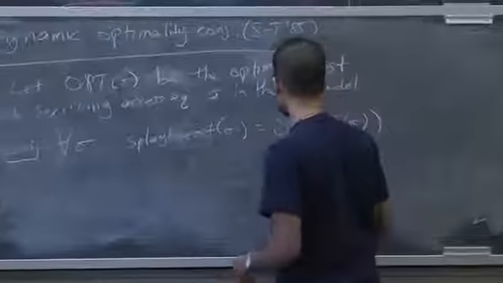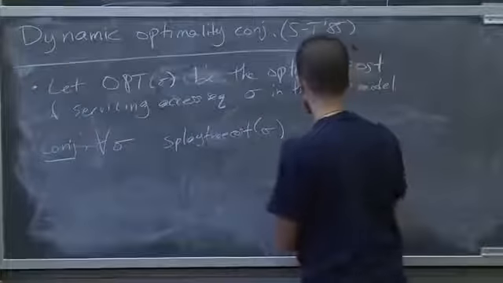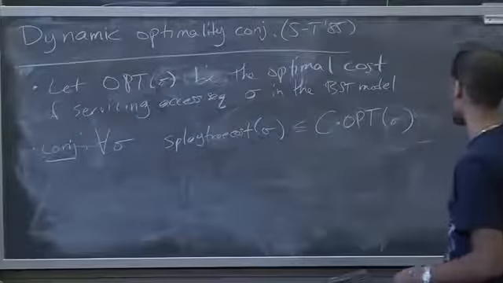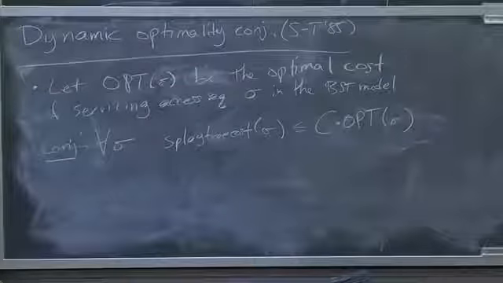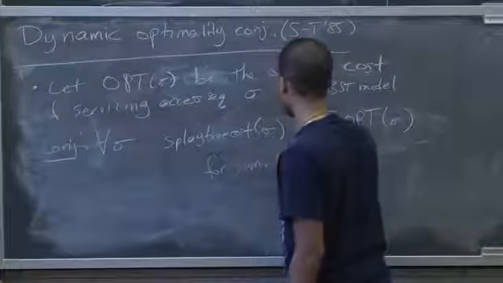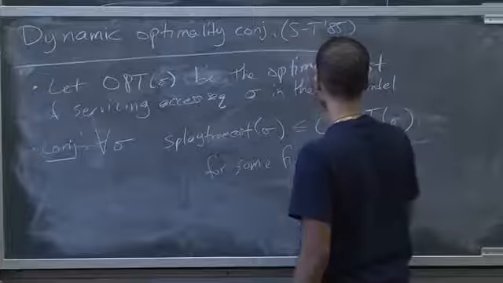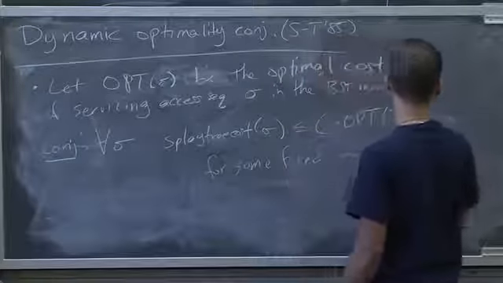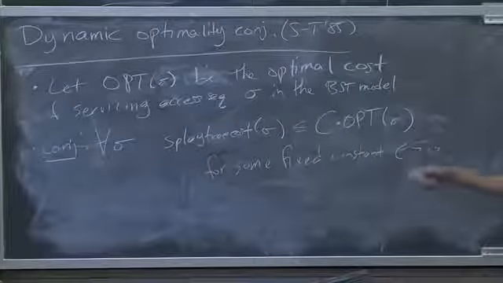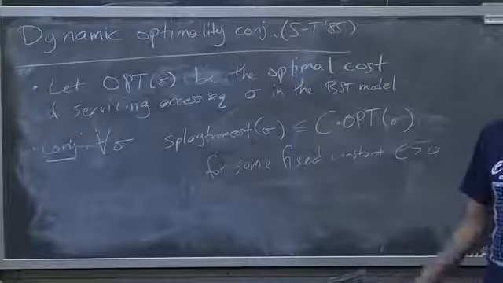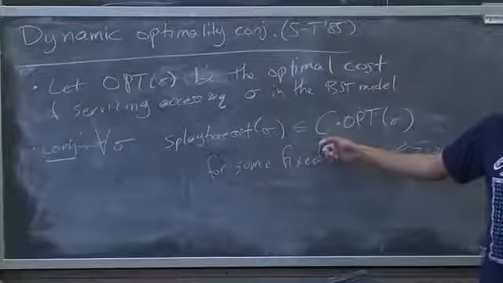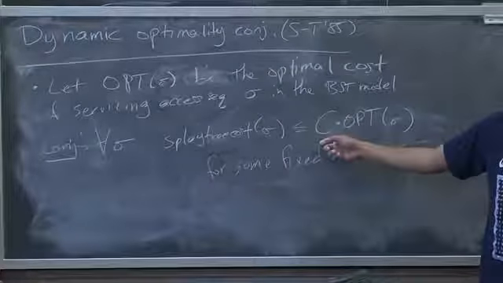Let me write this: at most c times opt of sigma, for some fixed constant c. So question for you. Suppose that I didn't insist that this c were a constant. I allowed it to be a function of, let's say, n, the number of items. What's one small value of c that is already known?